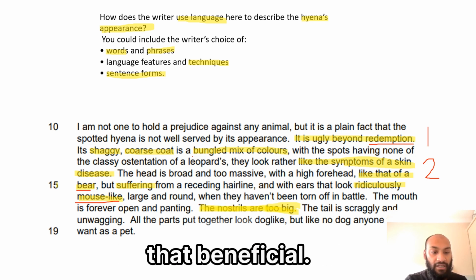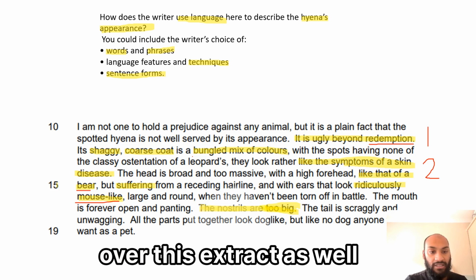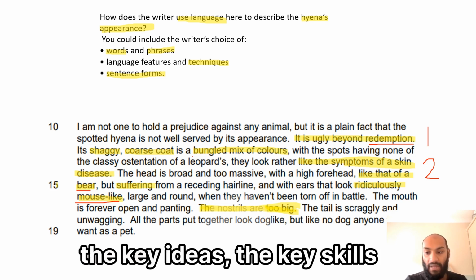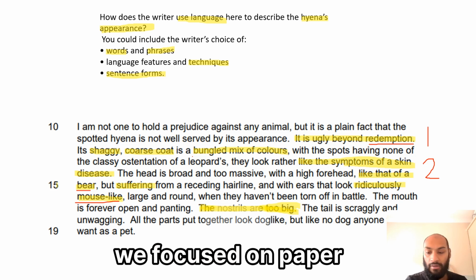Hopefully you found that beneficial. In my next couple of videos, I'll be going over this extract as well, the key ideas and the key skills needed for the question. So just to confirm, today we focused on Paper 1, question 2.